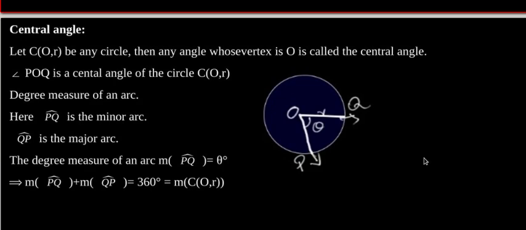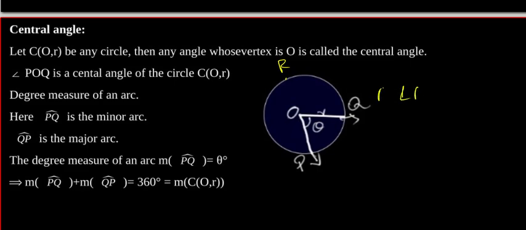Next we will come to central angle. Let the circle C of O, R be any circle whose vertex is at O. Then the central angle is POQ. The angle POQ is the central angle of the circle C of O, R. This angle POQ is for the minor arc PQ, and for the major arc, if you take any point R here.